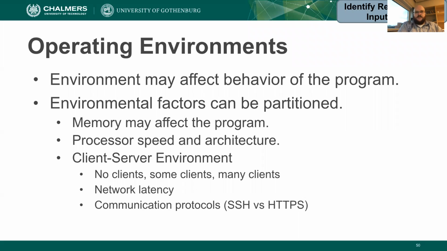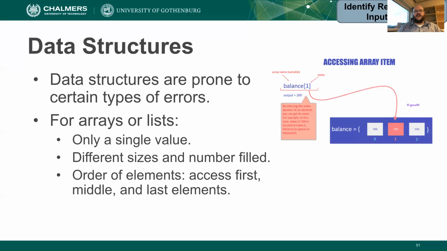Look at your networking environment. Your client-server environment can have a huge impact on the operation of your system. So you could try with different numbers of concurrent connections to a client: no concurrent connections, some, a lot, to try and trigger denial of service conditions. Look at your network latency. You could vary the types of the virtual network environment you're testing within, and so on. Consider different communication protocols, SSH versus HTTP versus HTTPS, if those are options you can choose from and if those can affect your program in some way as well.